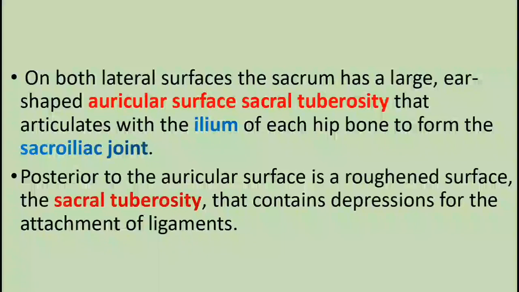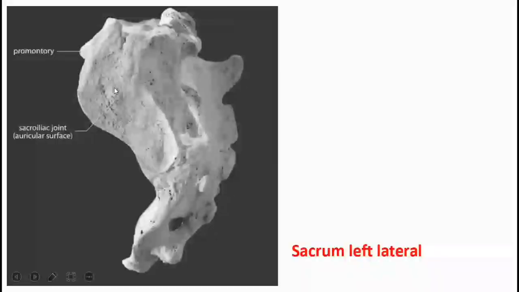On both lateral surfaces, the sacrum has a large ear-shaped auricular surface that articulates with the ilium, of the hip bone, to form the sacroiliac joint. So the articulation between ilium and sacrum is the sacroiliac joint. Posterior to the auricular surface is a roughened surface, which is the sacral tuberosity that contains depressions for the attachment of ligaments. The auricular surface, which articulates with the ilium to form the sacroiliac joint, is right on the lateral aspect of the sacrum.